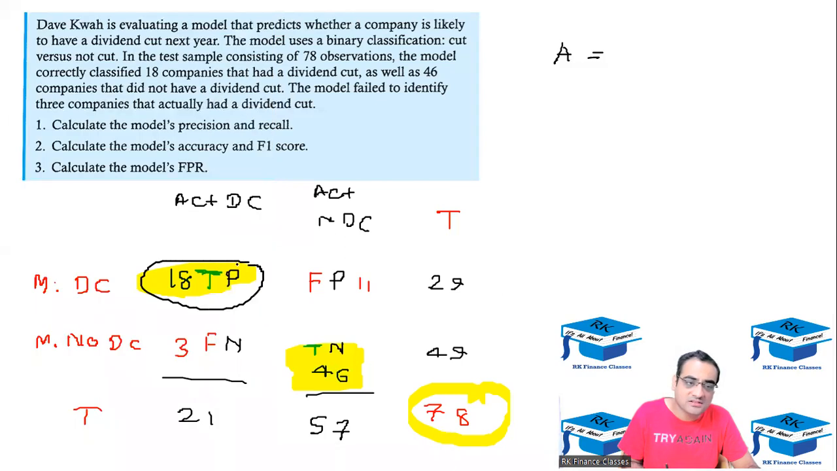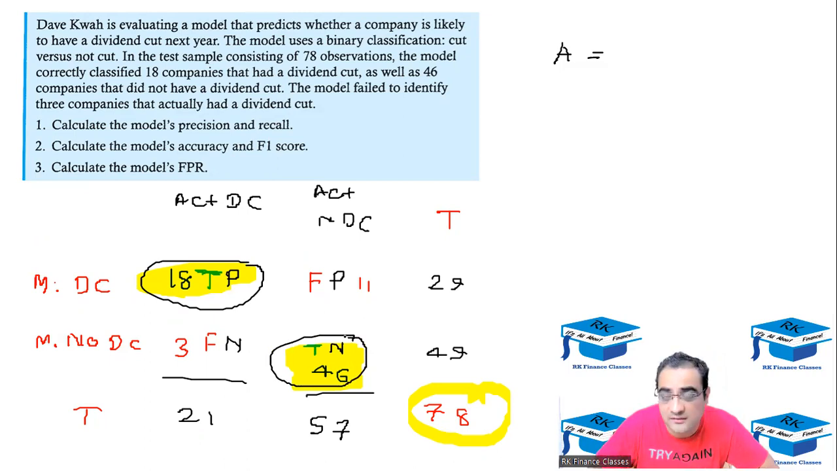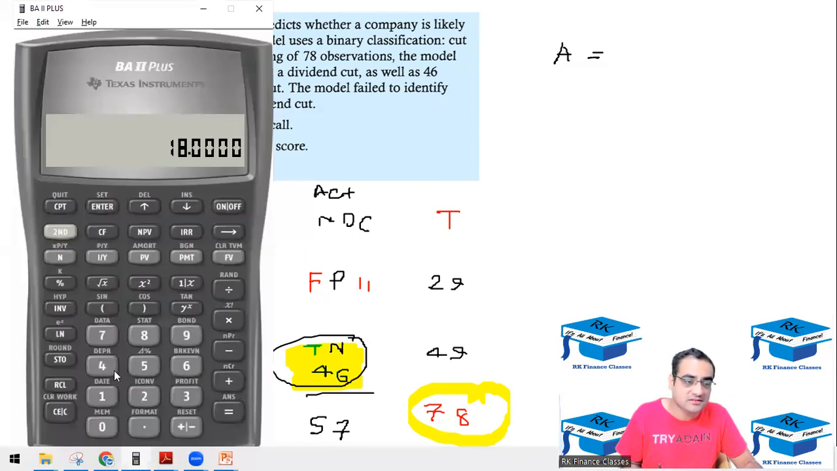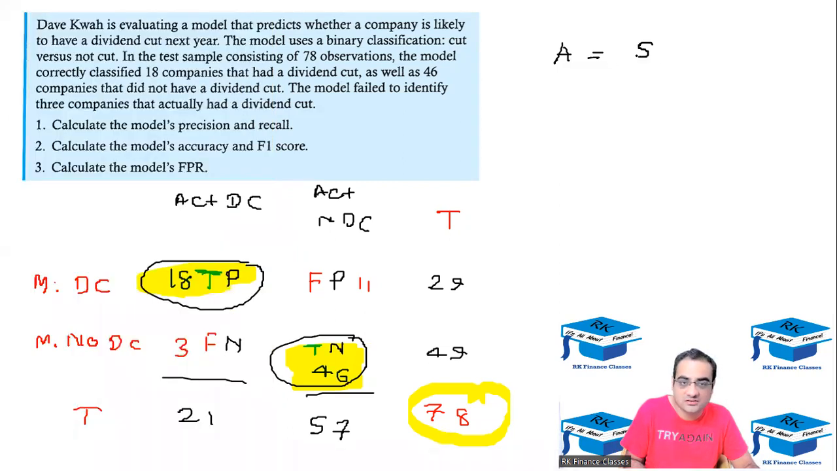18 dividend cuts were correctly identified, and 46 no dividend cuts were correctly identified. So 18 companies which were going to cut dividends were correctly identified, and 46 companies which were not going to cut dividends were properly identified. So 18 plus 46 is the accurate result out of 78. So accuracy is going to be 82%. Okay, that's the accuracy, the first thing.